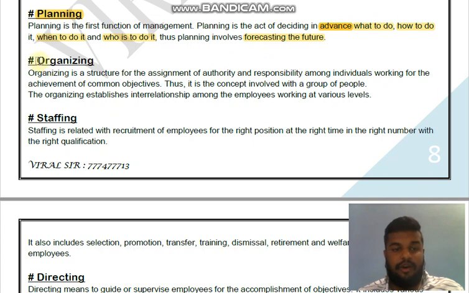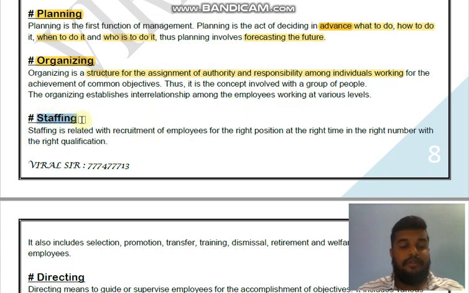Next is organizing. Organizing is the structure for assignment of authority and responsibility among the individuals working for the achievement of common objectives. It is a structure of the organization, showing how the authority and responsibility will be shared or given to the individuals. Thus, it is a concept involved with a group of people. Organizing establishes interrelationship among employees working at various levels.